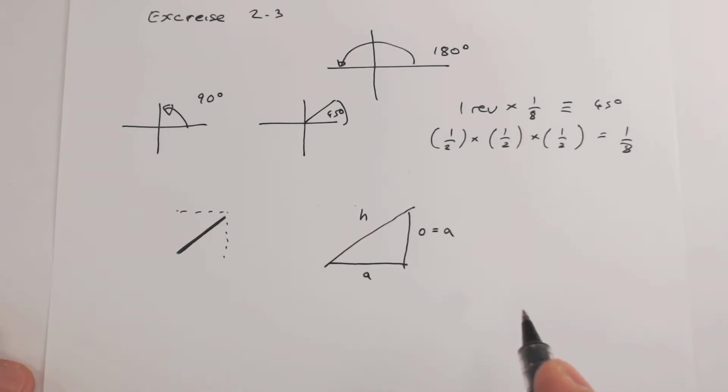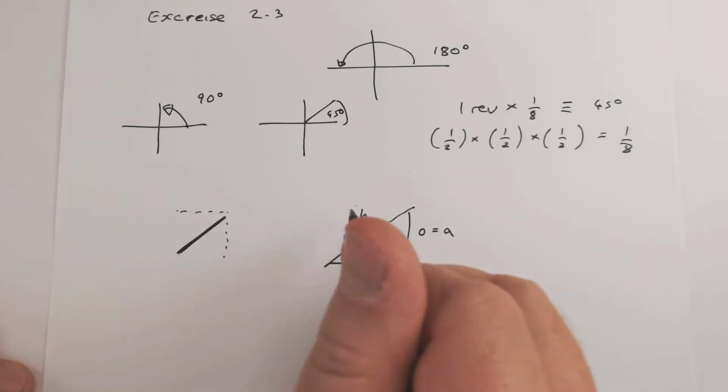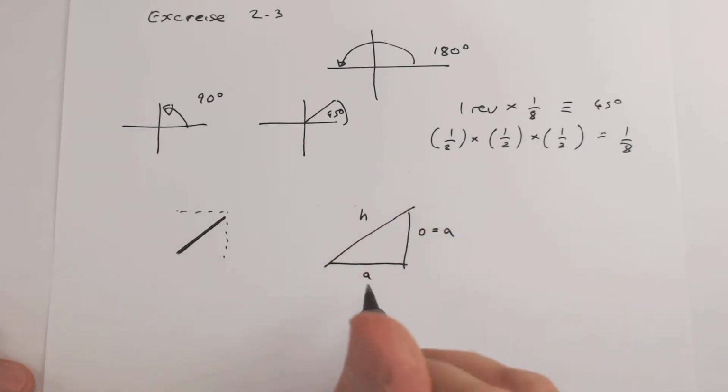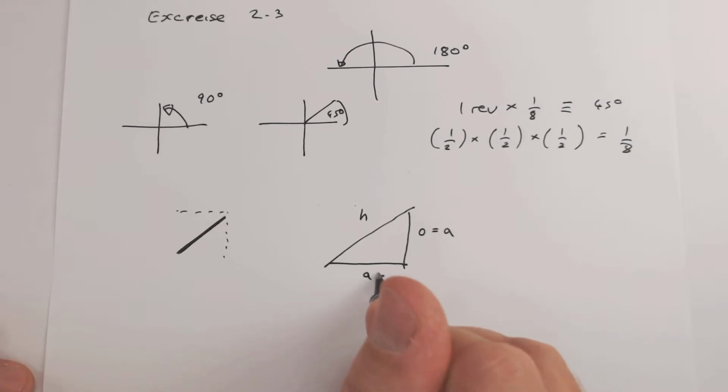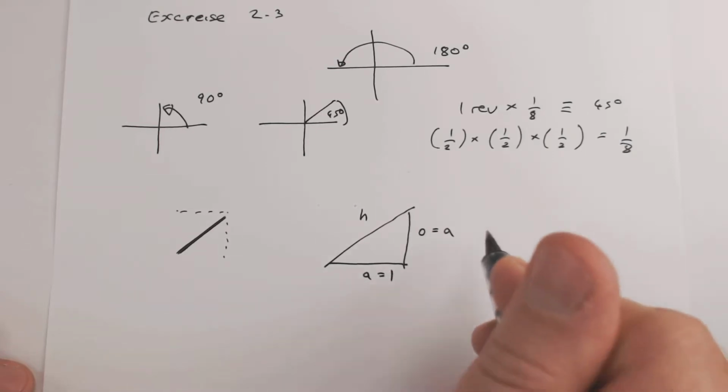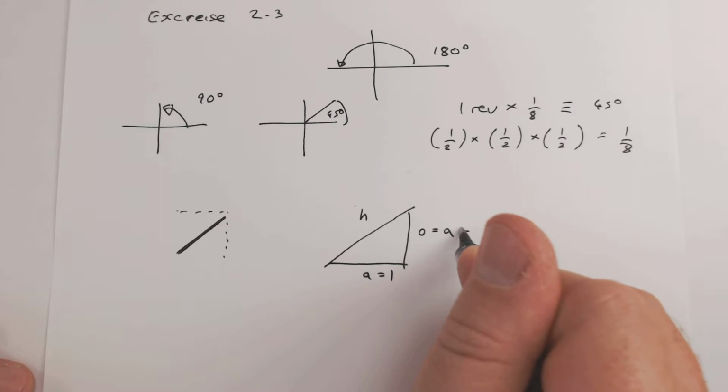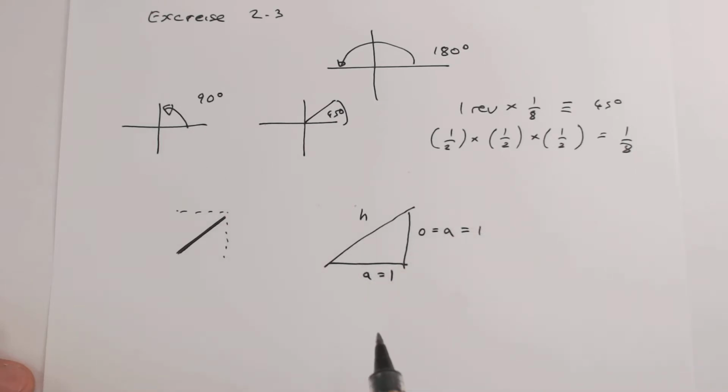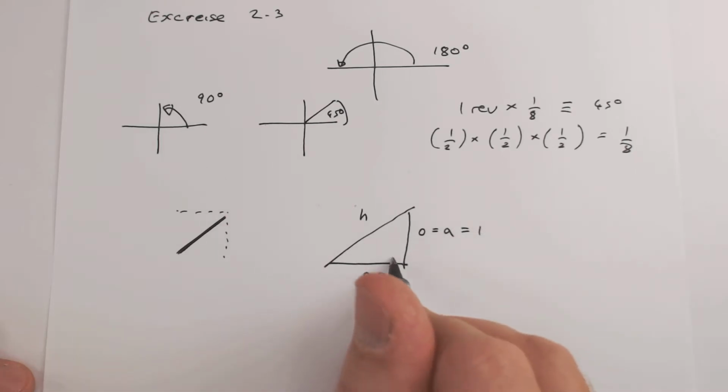Right, so where does that get me? Let's set an adjacent to be a value. So let's say that adjacent equals 1. So that means the opposite equals 1. Okay, so where do I go now?